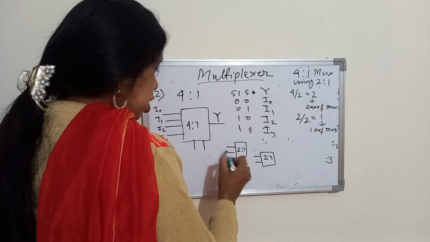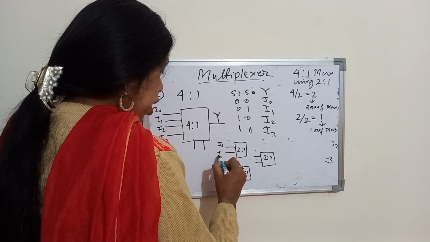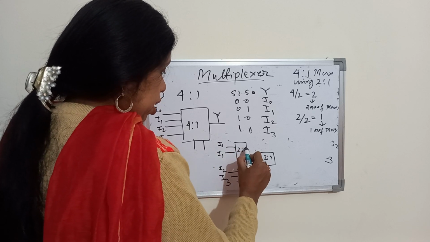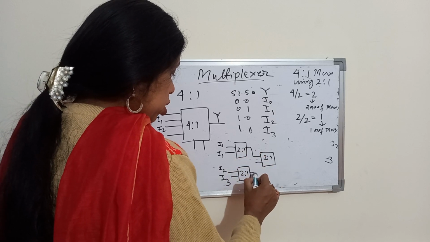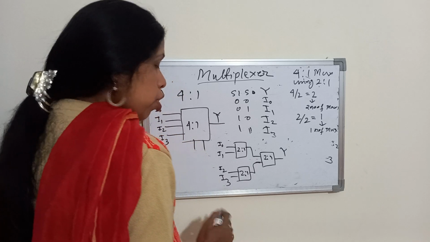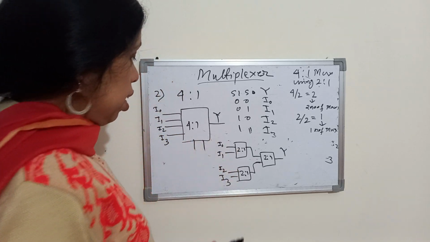Okay, that means these two will be I0 and I1. These two will be I2 and I3. And this output will be going into this one, and this output will be going into this one. Here I am getting the final output. Okay, this is not the final structure.